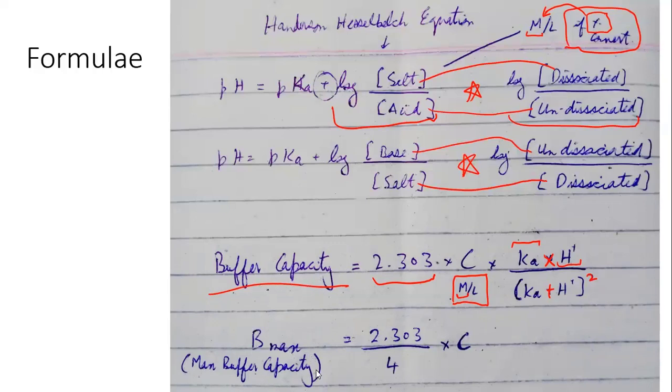The Bmax, simply they will write in the question max buffer capacity, maximum buffer capacity. And this will have a value of 2.303 divided by 4 multiplied by the same concentration, just like here. The next part is not coming here. Have you written these formulas in your registers and are you feeling comfortable with them now?